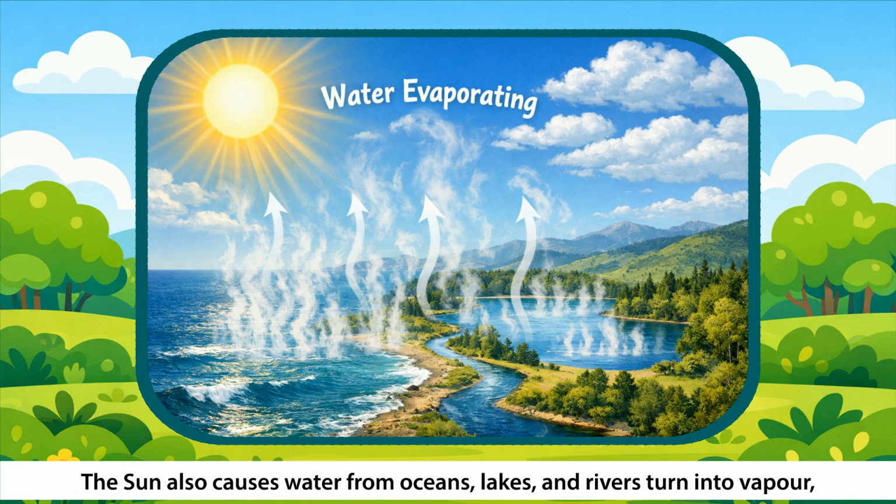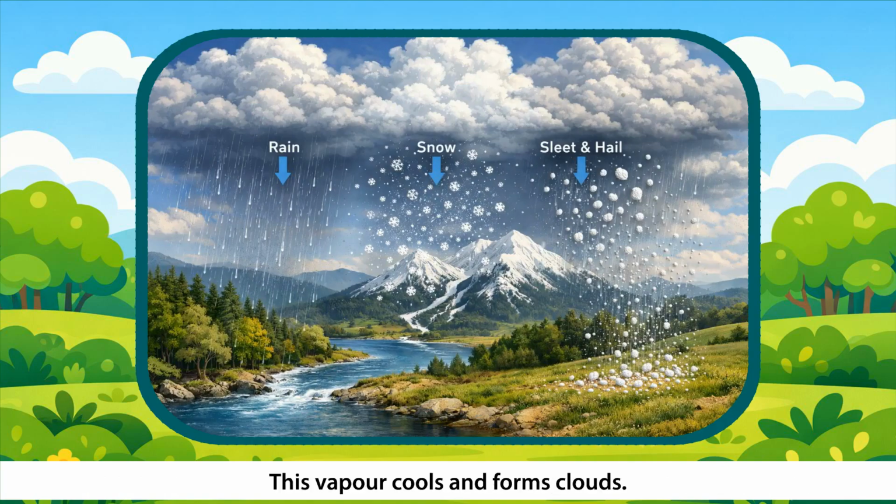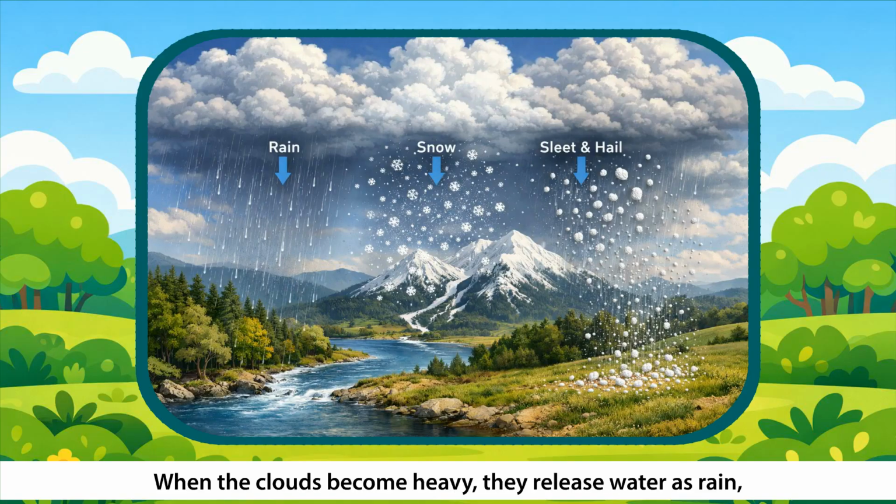The sun also causes water from oceans, lakes, and rivers to turn into vapor, which rises into the sky. This vapor cools and forms clouds. When the clouds become heavy, they release water as rain, snow, or other types of precipitation.